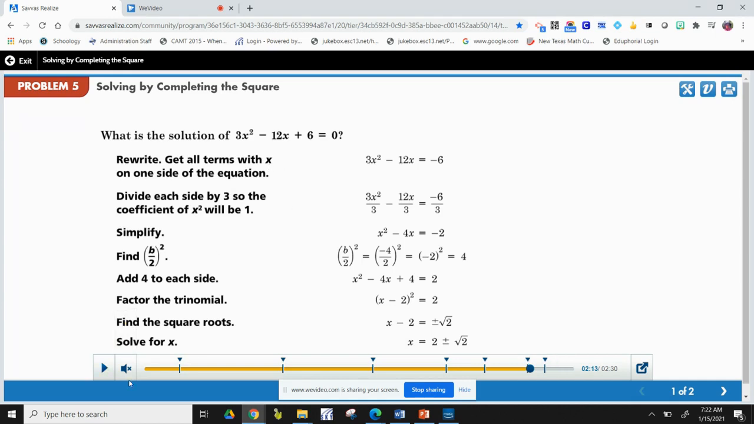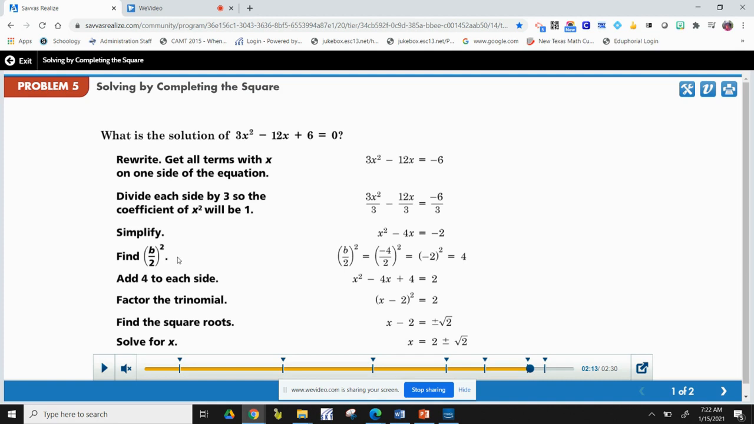All right, so what did we do? Let's talk about this for a second. What did we do first? This is solve by complete the square. So we subtracted this 6. We moved it to the other side. We need a leading coefficient of 1, so we divided everything by 3. We simplified. This divided by 3, this one divided by 3, this one divided by 3.